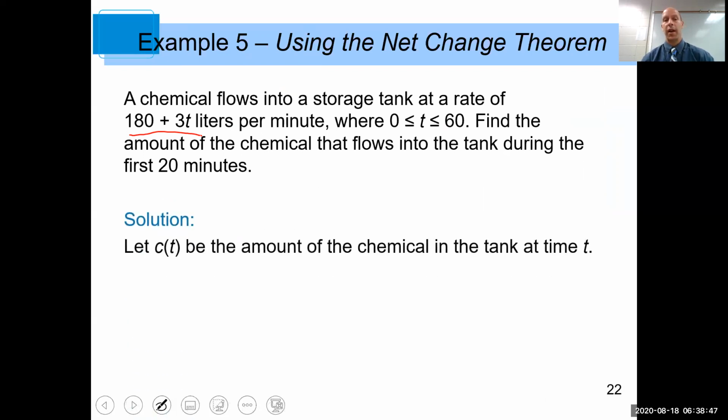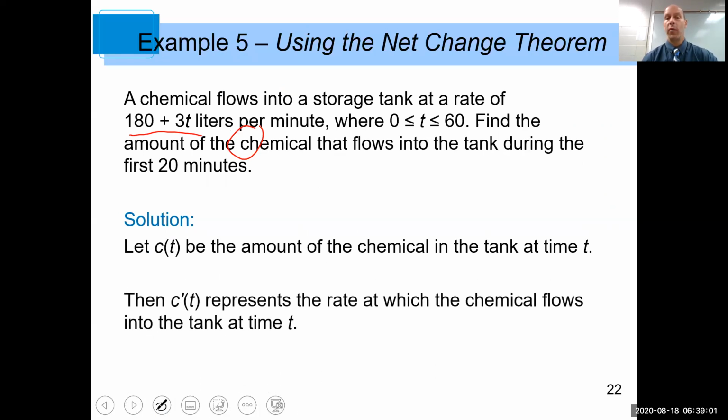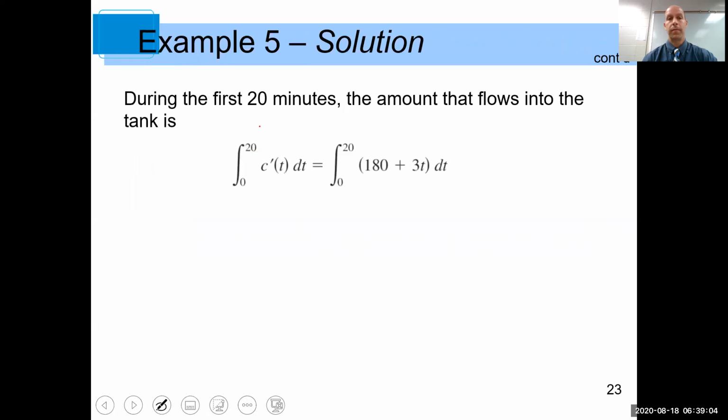So what we're going to do is let C of t be the amount of chemical that flows through the tank at time t. Maybe C wasn't a good idea for me to use because that kind of seems like a constant. This is not a constant. We're using C to represent chemical. Then C prime would represent the rate of change. So here is what we're talking about. If we want to know the amount of chemical that flows through the pipe in those first 20 minutes, we have to do the antiderivative of the derivative. Well, what is the antiderivative of the derivative? It's the function itself.